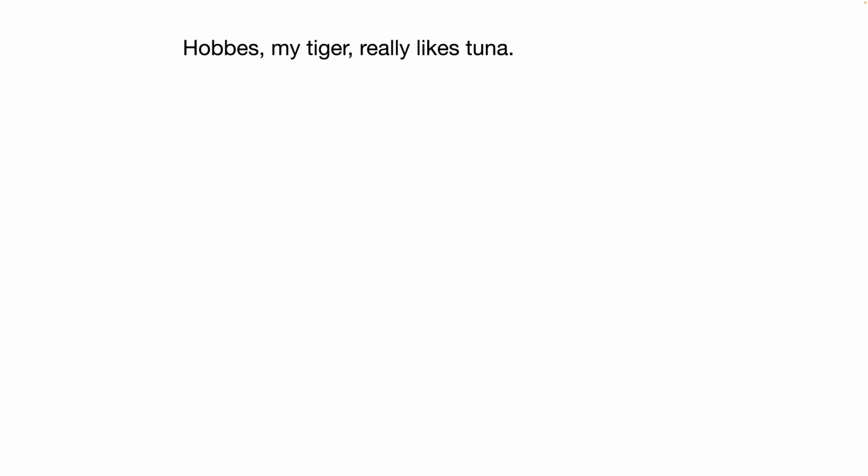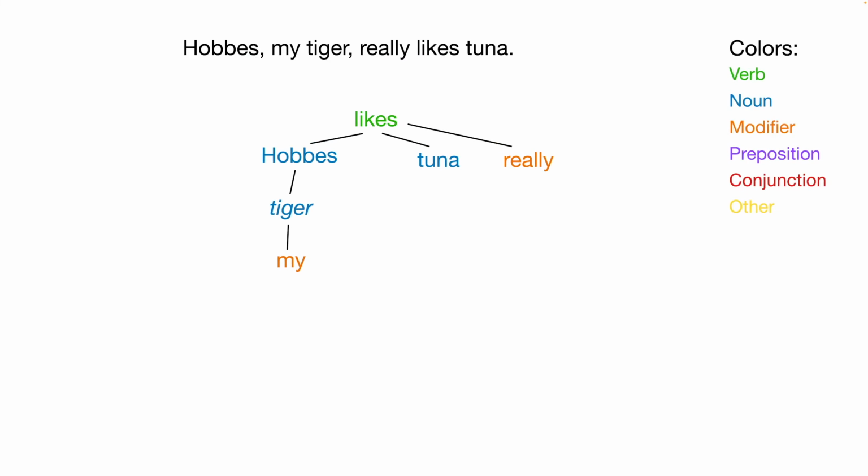All right, this example has an appositive. My tiger is a restatement of Hobbes. You can have two nouns in a row so that the second noun modifies the first noun by restating it. So I italicized tiger because it is doing two jobs at once. So tiger is a noun, it is a thing. However, in the sentence, it is acting like a modifier. So the italics help you note that there is something special about it.